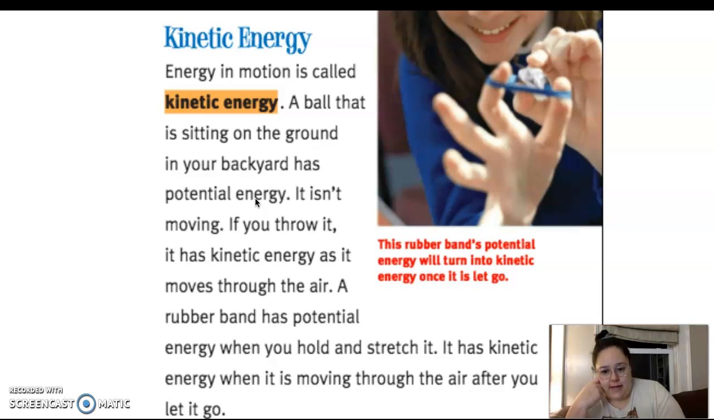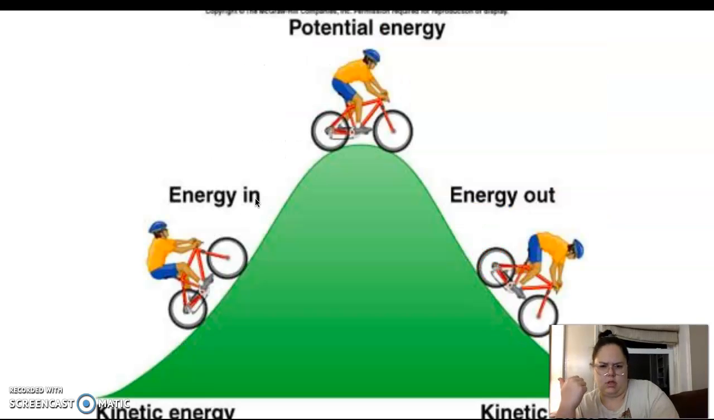A rubber band has potential energy when you hold it and stretch it. It has kinetic energy when it is moving through the air after you let it go. So right here, I'm just holding it. I'm not doing anything with it. That's potential. The second I let it go and it snaps, it's now kinetic. All right, I think that's it.